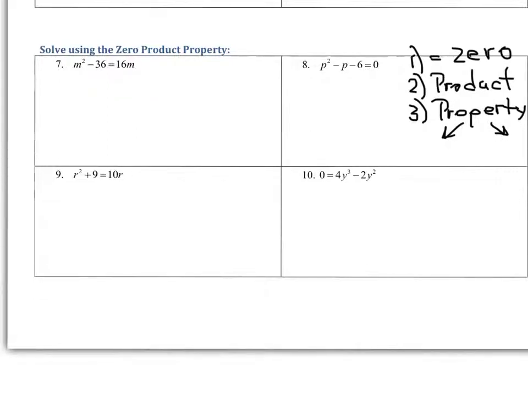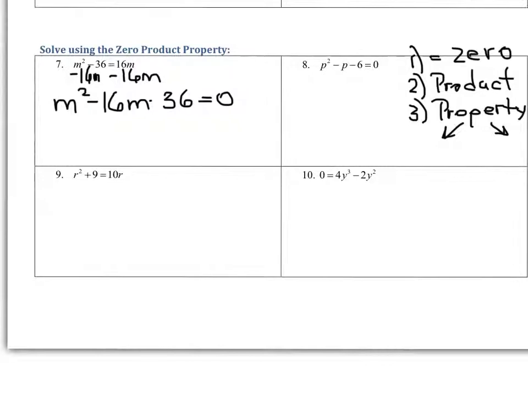So let's do 7 together. We notice it's a quadratic equation, so there will be two solutions, and we're going to use the zero product property. First thing I'm going to do is subtract 16m from both sides so that the equation will be equal to 0. Now I write it in descending order: m squared minus 16m minus 36 is equal to 0.